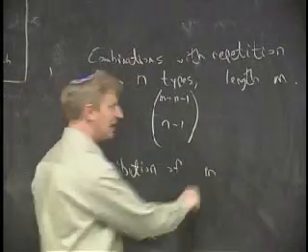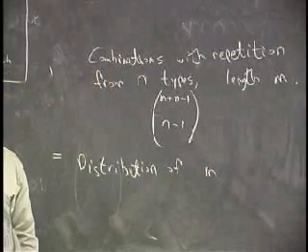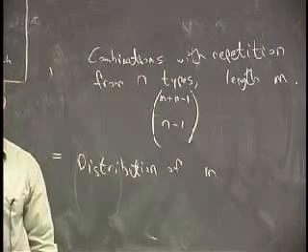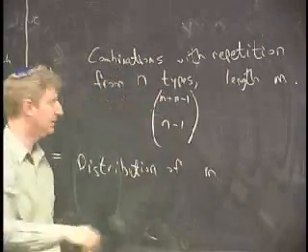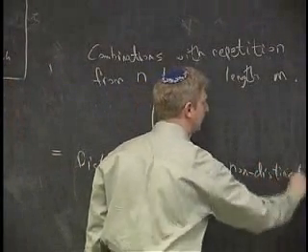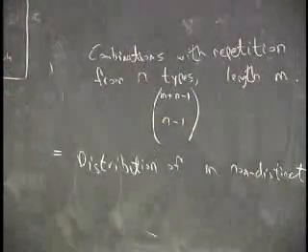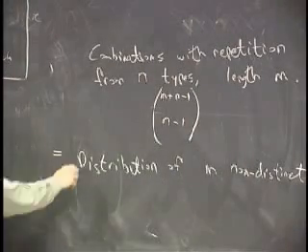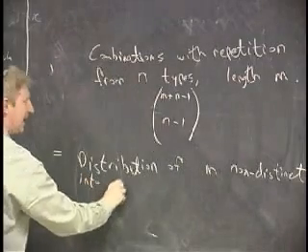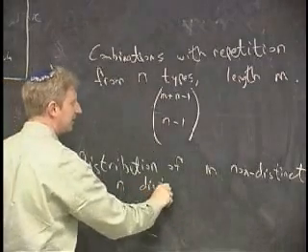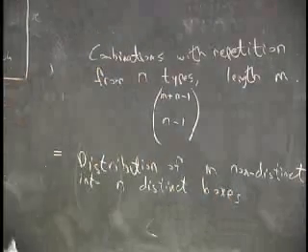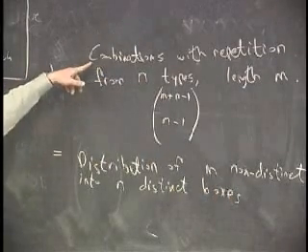M. Are the M objects distinct or non-distinct? They're non-distinct. They're all single dollar bills. It's like those X's. M non-distinct objects. That's distinct from the last example when they were distinct. Distribution of M non-distinct objects into N distinct boxes. This distribution problem is equivalent to this problem.